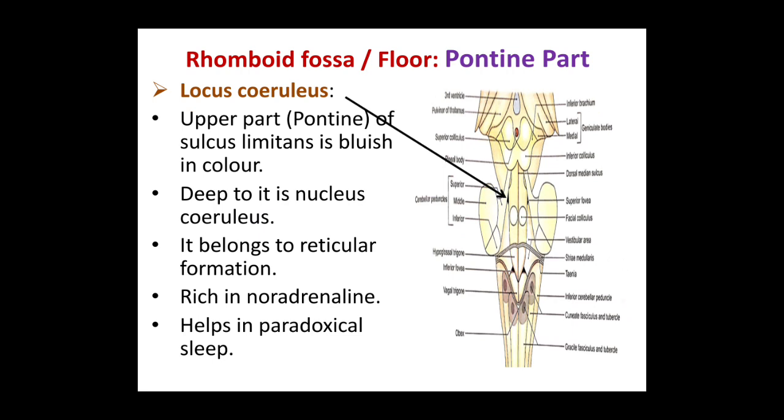Locus coeruleus is situated in the upper pontine part of the sulcus limitans and is bluish in color. Deep to it is the nucleus coeruleus. It belongs to the reticular formation. It is rich in noradrenaline. It helps in paradoxical sleep.